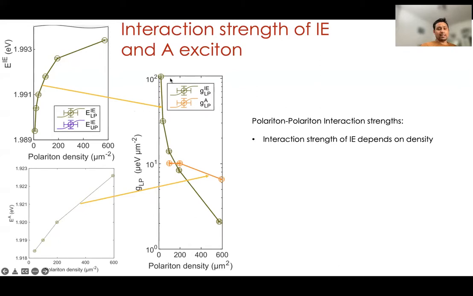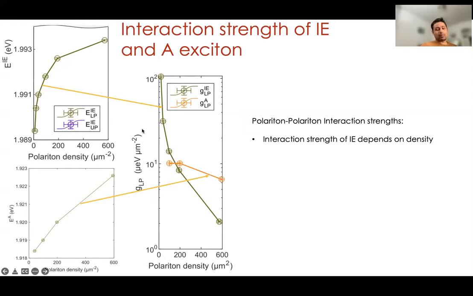For the interlayer, we see that, as expected, the G factor is a function of the density. However, for the A exciton, it's more or less constant. More importantly, at lower pump power or lower polariton density, we see that the magnitude of the G factor for the interlayer is almost an order of magnitude higher.